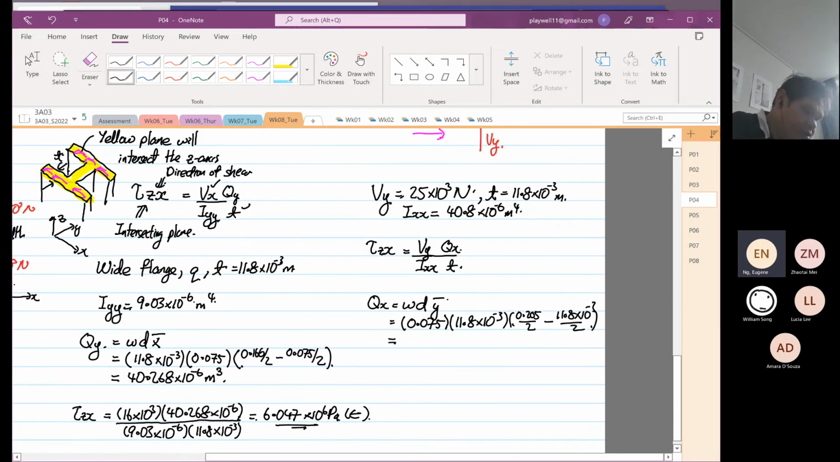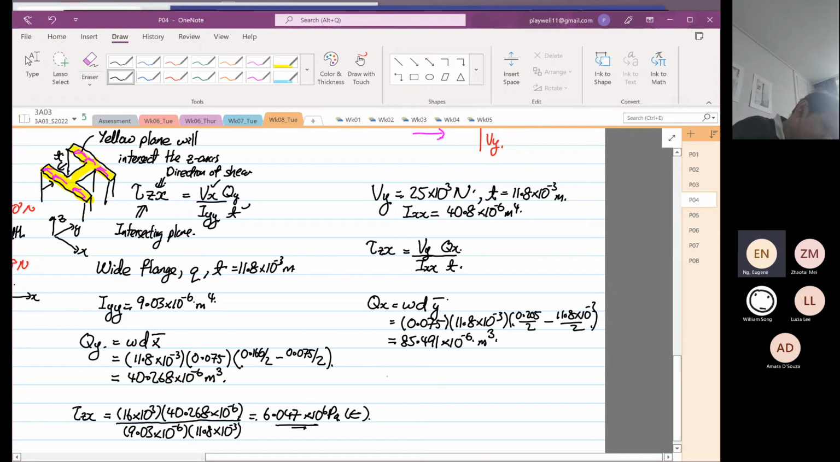So this will be equal to 0.205 divided by 2 minus 11.8 times 10 to the power minus 3 divided by 2, times 11.8 times 10 to the power minus 3, times 0.075, is equal to 85.491 times 10 to the power minus 6. Let me do it again. 0.205 divided by 2 minus 11.8 divided by 2, times 11.8 times 10 to the power minus 3, times 0.075, is equal to 85.491. Okay, so this is in meter cubed.